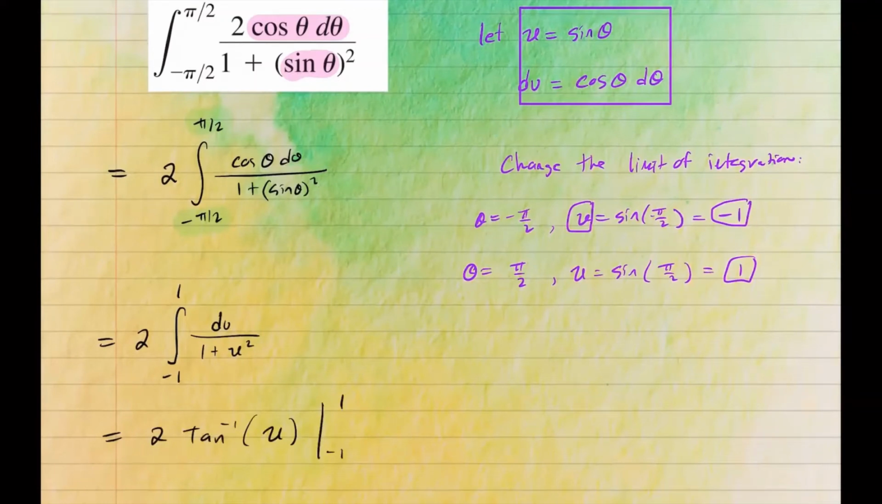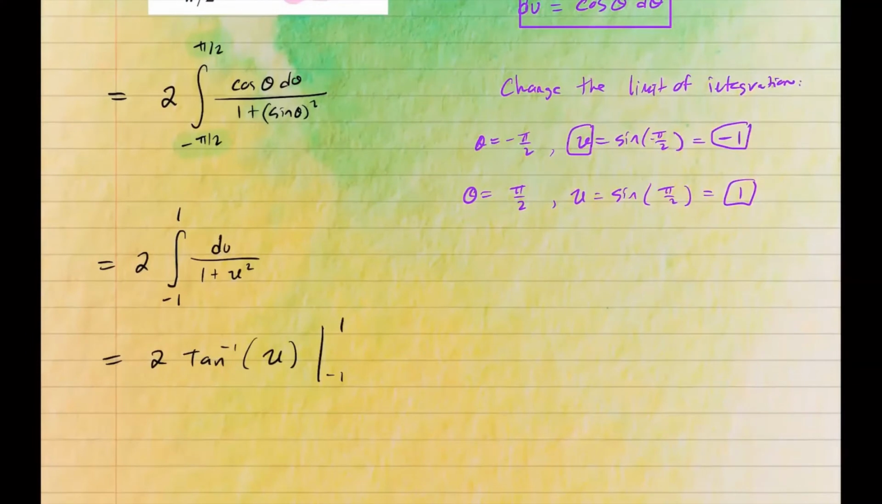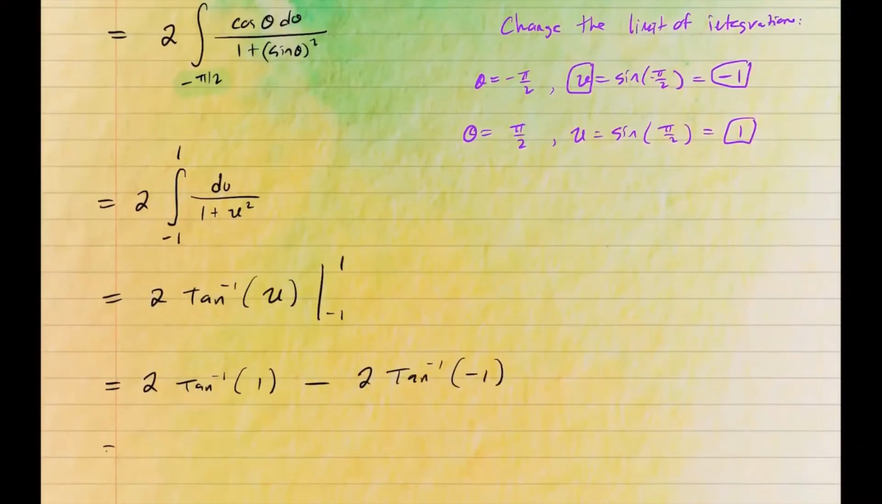Now we use the fundamental theorem of calculus to plug in the upper limit and then the lower limit. So this is 2 times tangent inverse of 1 minus 2 times tangent inverse of negative 1. And then we evaluate these. So this is equal to 2 times pi over 4, because that is what tangent inverse of 1 is, minus 2 times tangent inverse of negative 1, which is negative pi over 4.